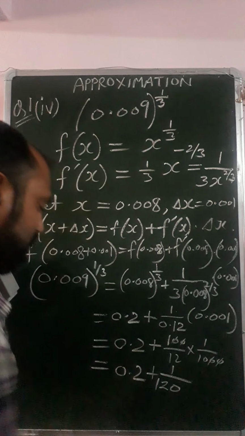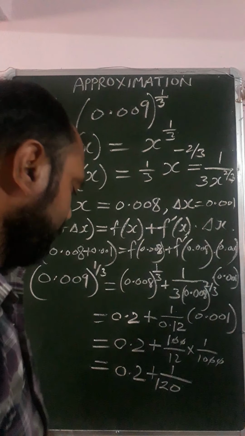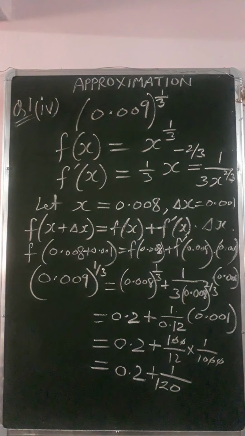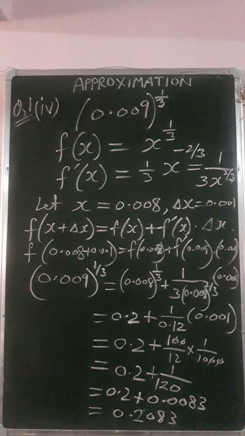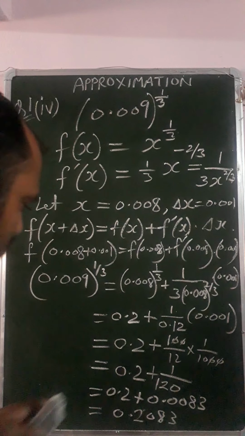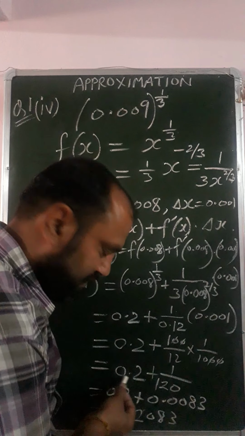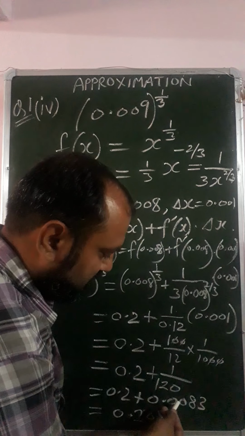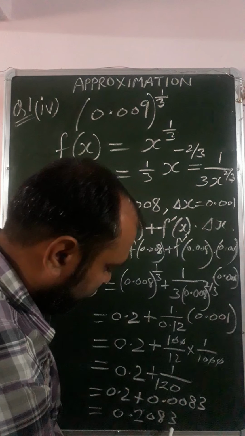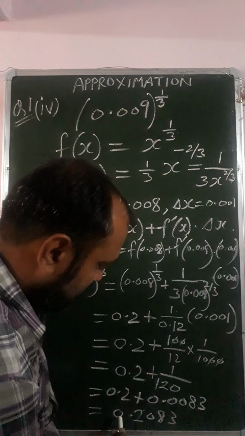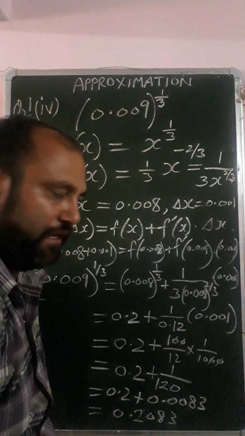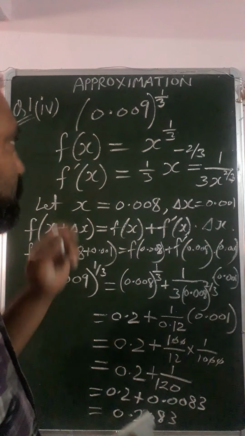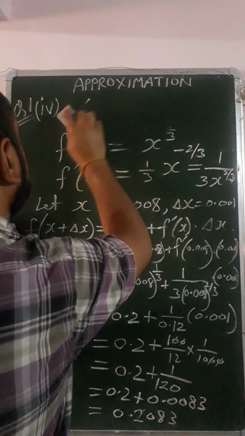So this is 1 over 120. 0.2 plus 1 upon 120. On simplification, we get the answer, right? So on simplifying, we have 0.2 plus 1 over 120, that is 0.2 plus 0.0083, and when we add them we get the answer, that is 0.2083, right? So this is the right answer. This is the approximate value of 0.009 raised to the power 1 by 3.